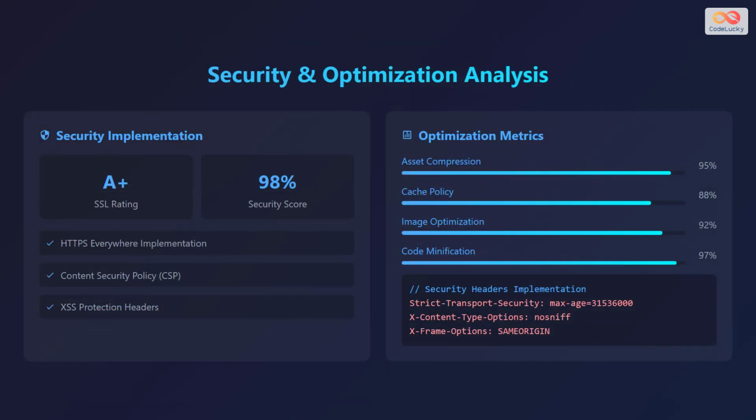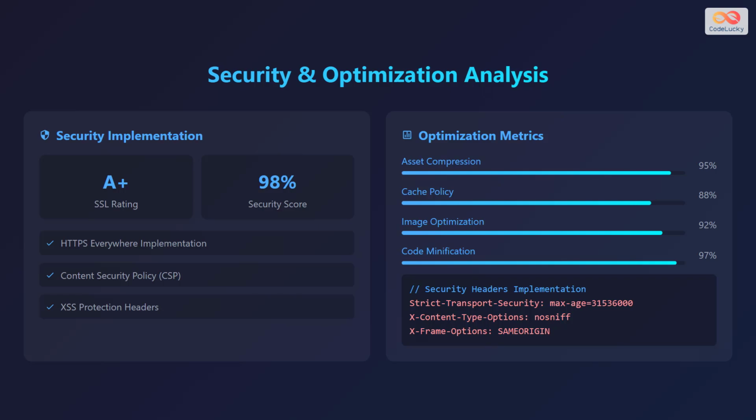Now let's delve into security and optimization analysis. We'll explore security implementation and optimization metrics. The SSL rating is A+ and the security score is 98%. Some security measures being implemented are HTTPS Everywhere implementation, content security policy, and XSS protection headers.